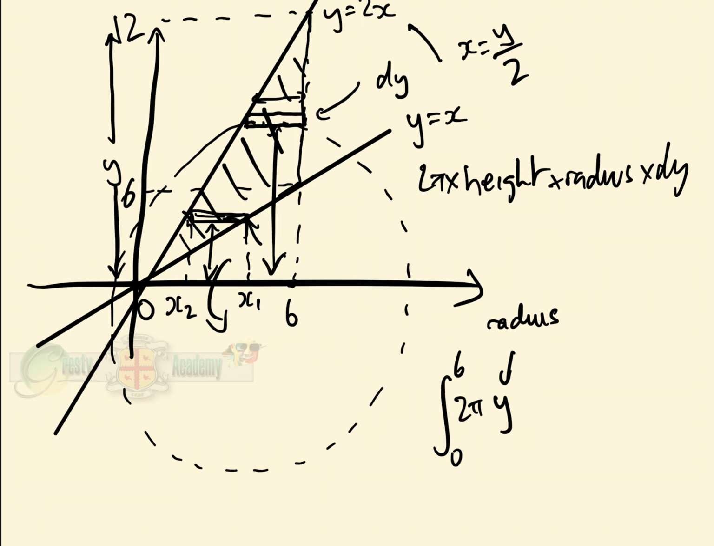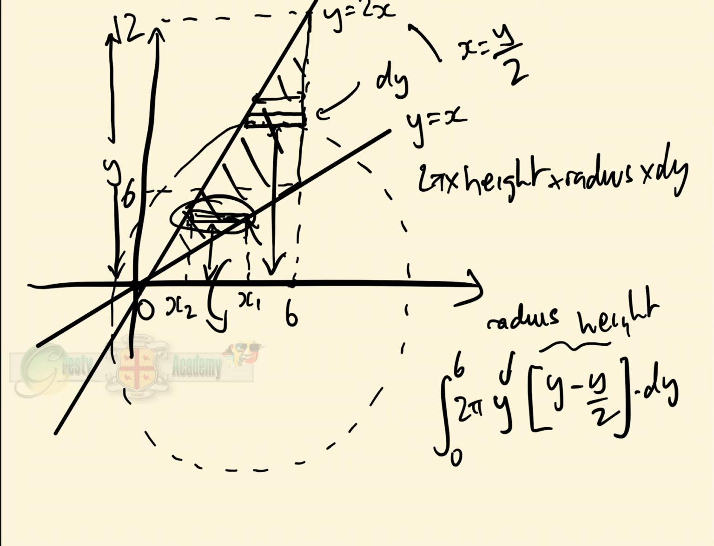y equals x obviously means x equals y. So the height of this thing here will be x1 minus x2, which in terms of y is going to be y minus y over 2 dy. That there is the height.